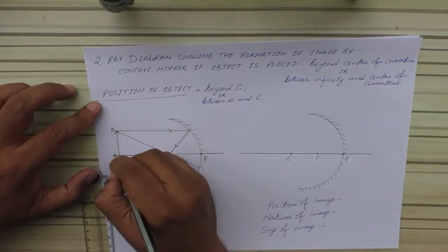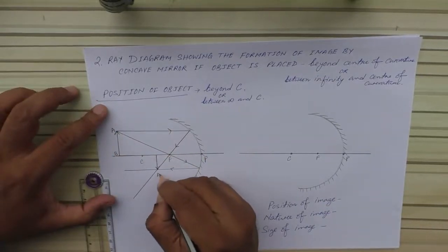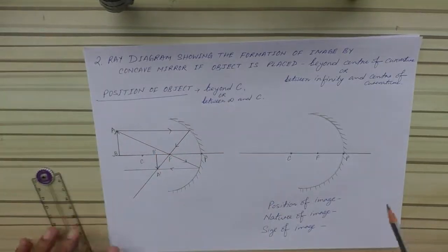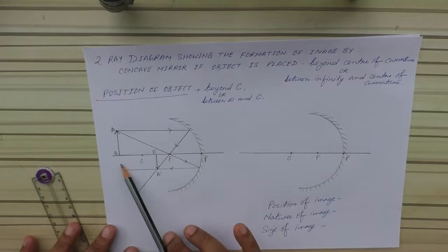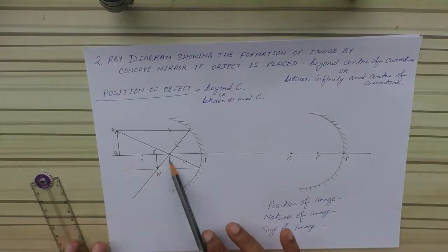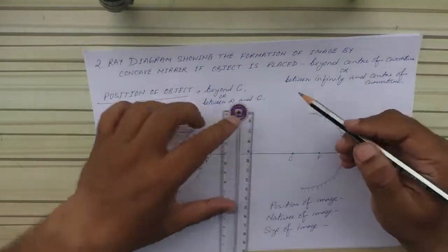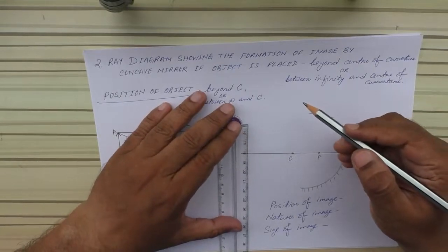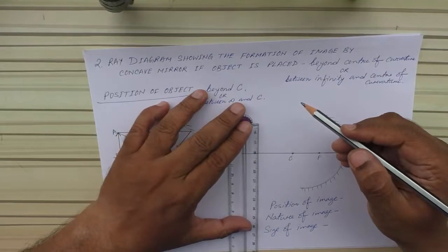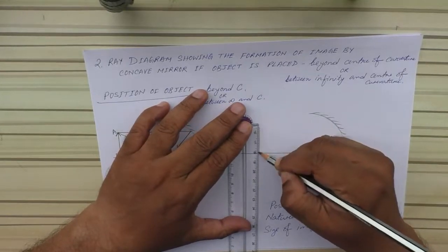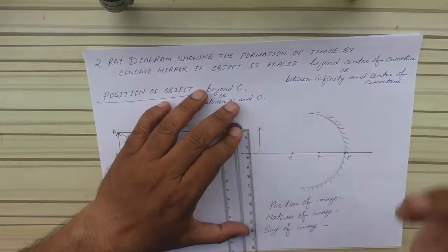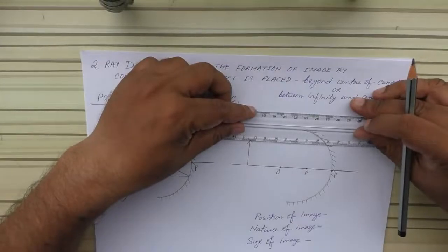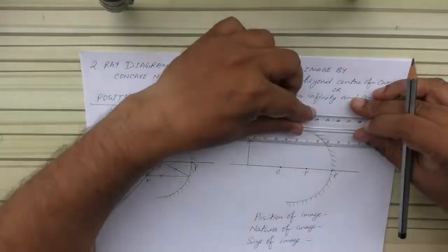If AB is the object, we can consider A dash, B dash as the image. So if object is placed beyond C, the image is formed between C and F. We'll draw this diagram in another way by using different rules. Object is placed beyond center of curvature. You know that if object is placed beyond center of curvature, image is formed between C and F.